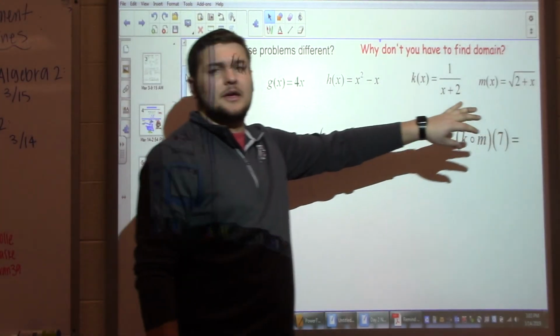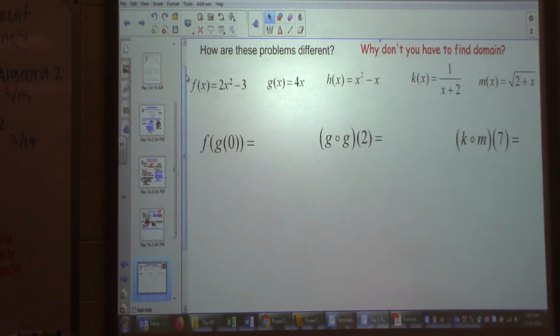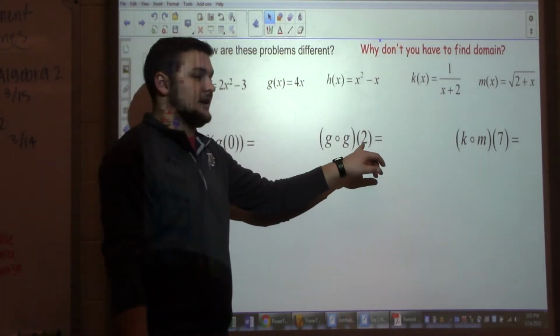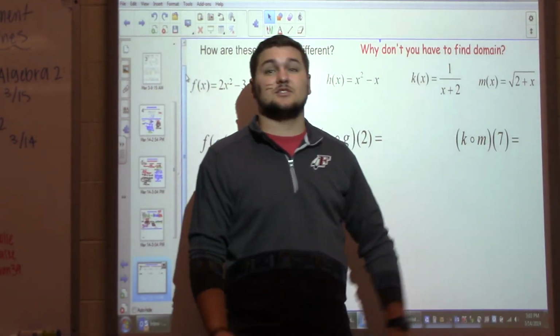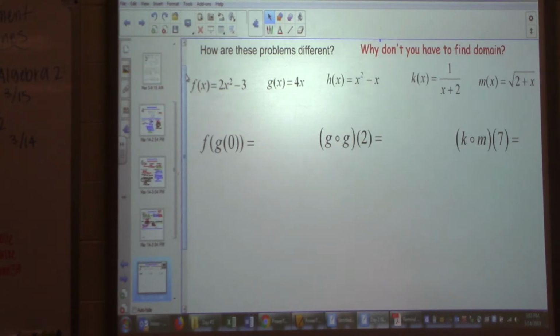Why wouldn't we look for a domain? Because there wouldn't be one. Why? What does the domain tell us? Restrictions on what x can be. Well, this is telling me x is 0. It's telling me x is 2. It's telling me x is 7. So I don't have any restrictions. I don't have a domain because x is that number.